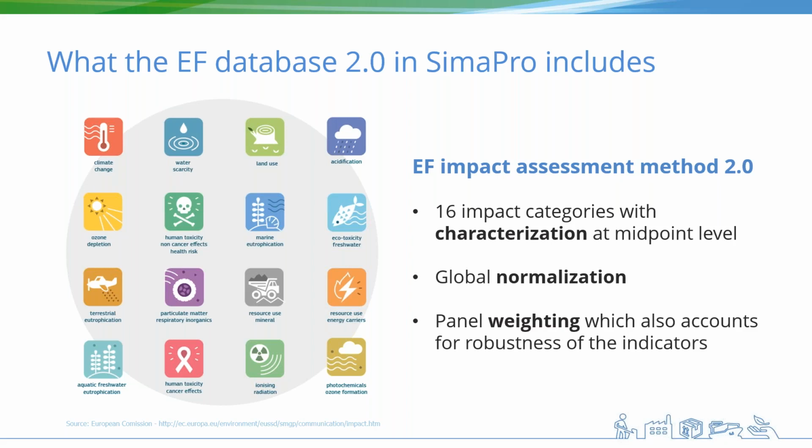You see them in the infographic. They are all characterized at midpoint level, so each has its own unit. Then global normalization is used, and there's panel weighting, which also accounts for the robustness of the indicators. And actually in SimaPro, you will see that we have two weighting sets. We have one which excludes the 3 toxicity impact categories, because those were the rules during the pilot phase, but we have another set which includes these 3 toxicity impact categories. I will show you later when we go into SimaPro.